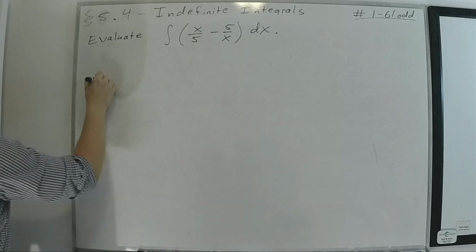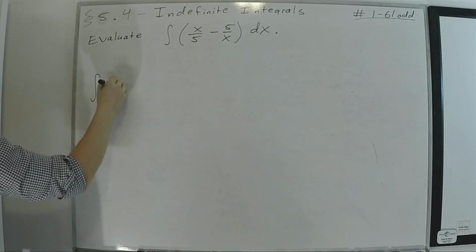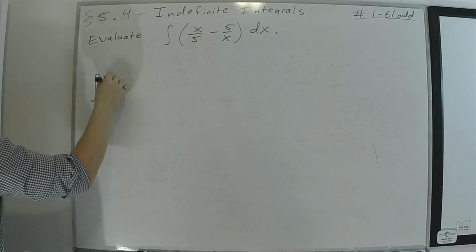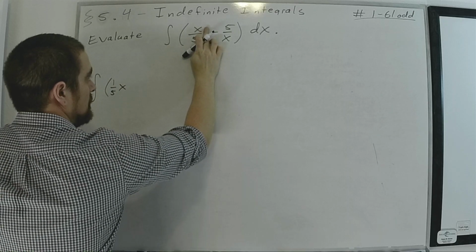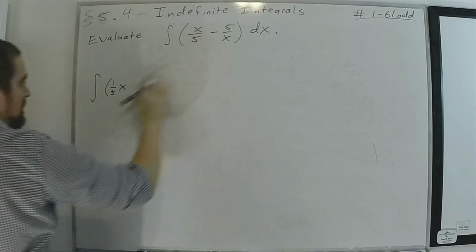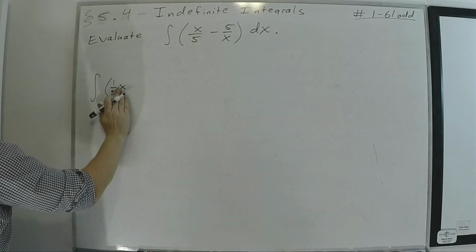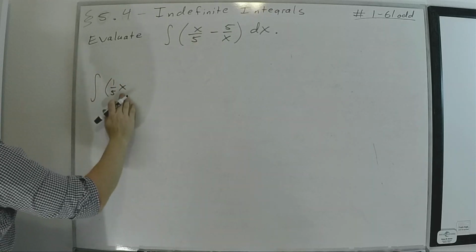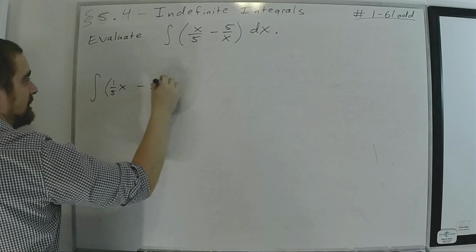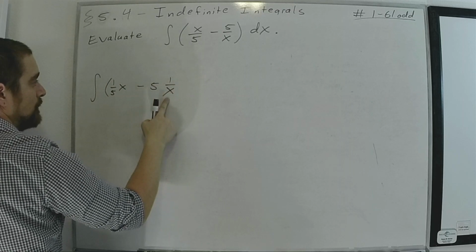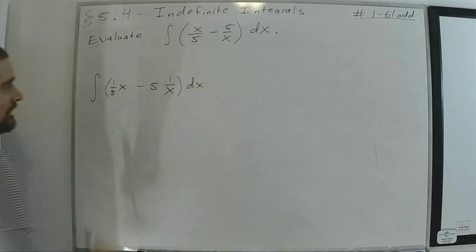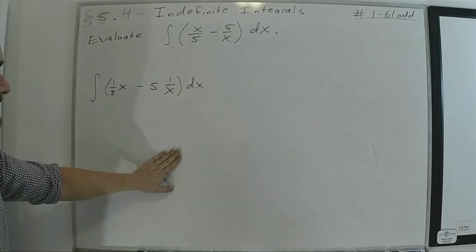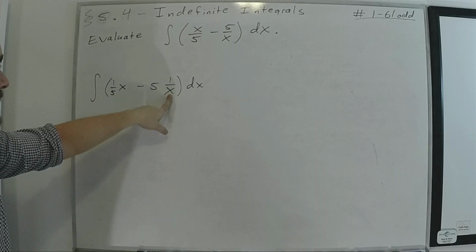It looks weird, but really what's happening is I have 1/5 x. Right? This is just the power x to the first. This is just being divided by 5. So I have 1/5 of x. That's very easy to integrate. Minus, here is 5 times 1 over x. Again, that's a very specific derivative, so it has a very specific antiderivative, the natural log function.